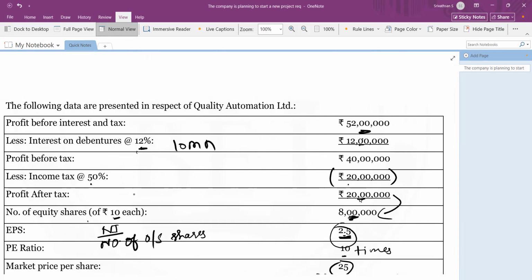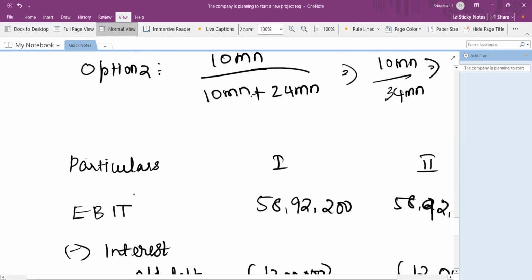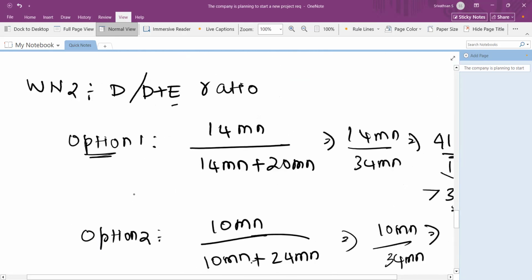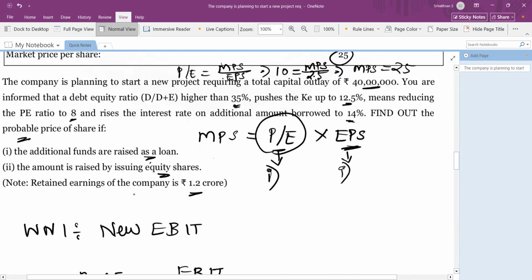So under financial plan 1, the number of outstanding shares will also be 8 lakh, because the company did not issue any additional equity shares under financial plan 1. So it will be the same 8 lakh itself. So the number of outstanding shares under financial plan 1 will be 8 lakh itself.